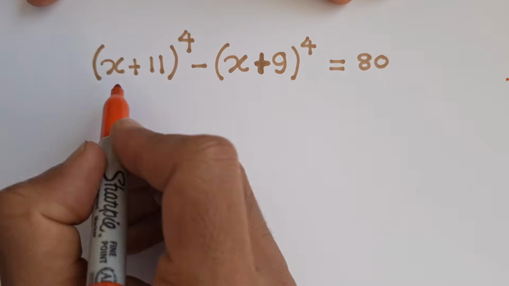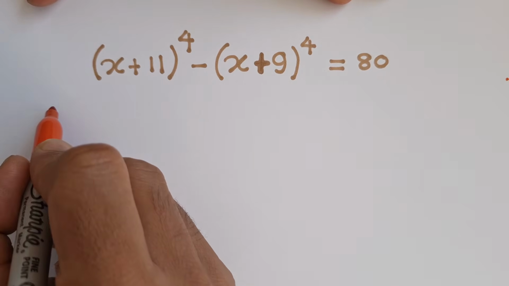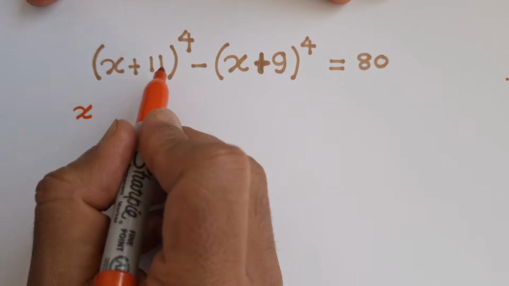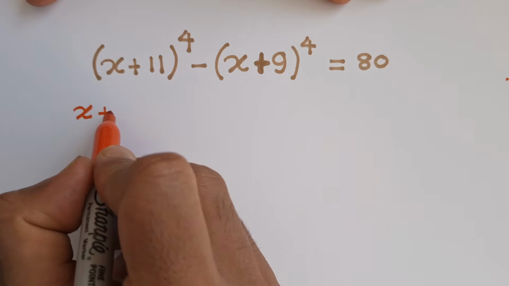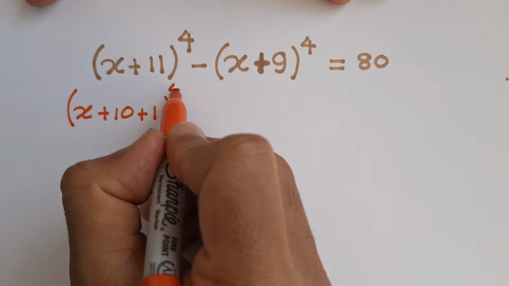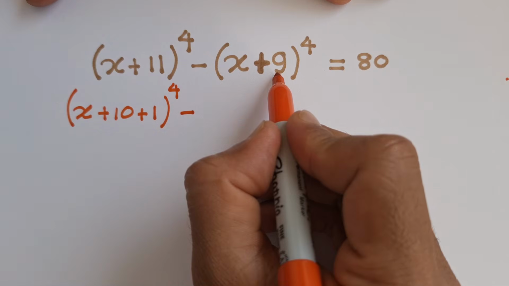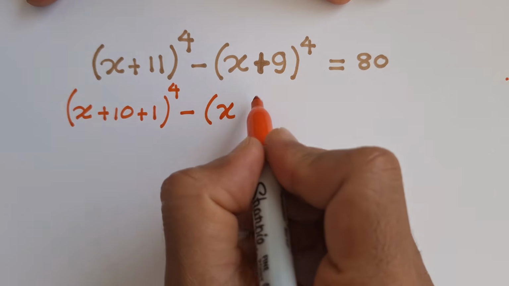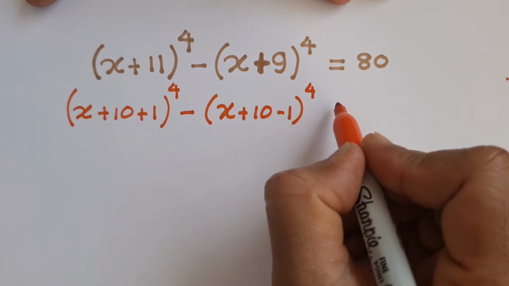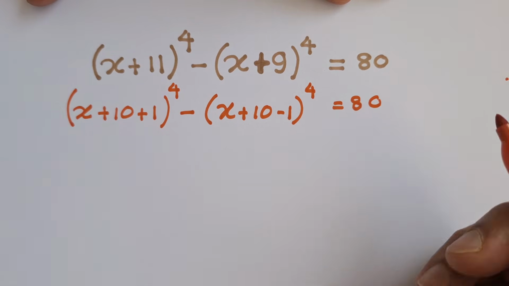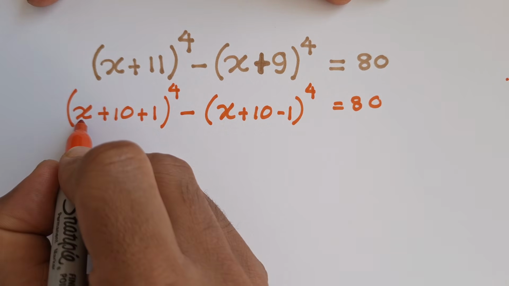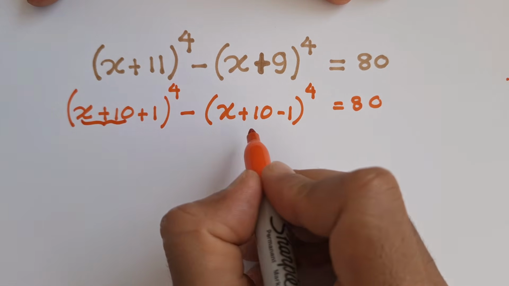So in the first step, I'm going to rearrange the equation as follows. I'm going to rewrite the 11 as 10 plus 1, (x + 10 + 1)^4, minus, and I'm going to rewrite the 9 as 10 minus 1, (x + 10 - 1)^4, is equal to 80. Now it's very clear that inside both parentheses we have the same term, x plus 10.